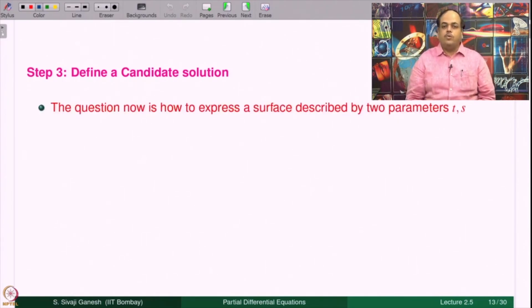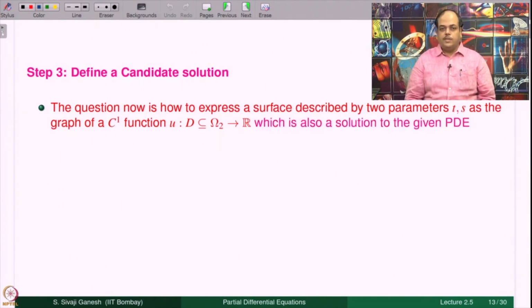The question now is how to express a surface described by 2 parameters t and s as the graph of a function u defined on some domain D. Of course, D will be a subset of omega 2 for obvious reasons, and u is also a solution to the given PDE. So, how to catch hold of such a function whose graph will be equal to the parametric surface that we have got.